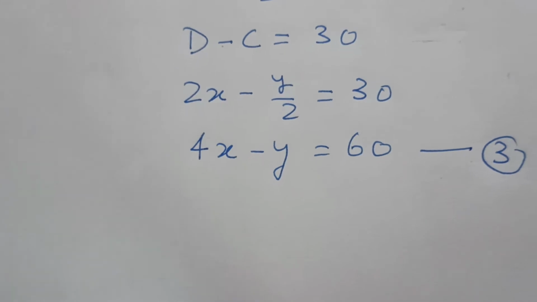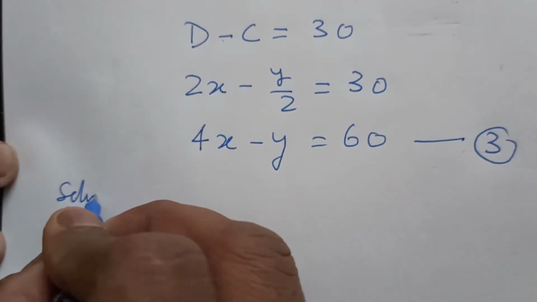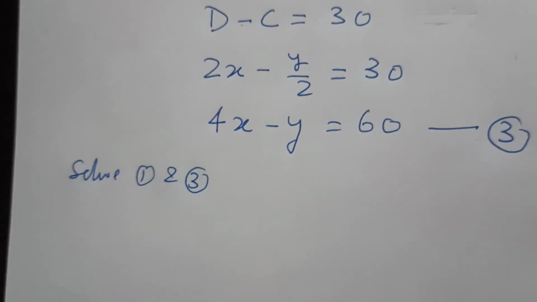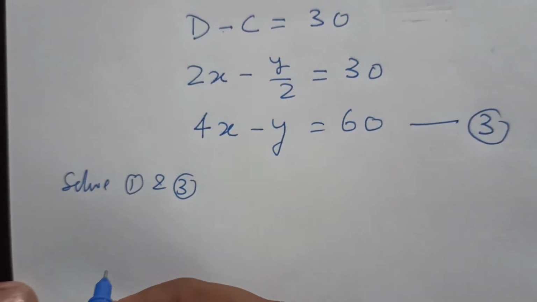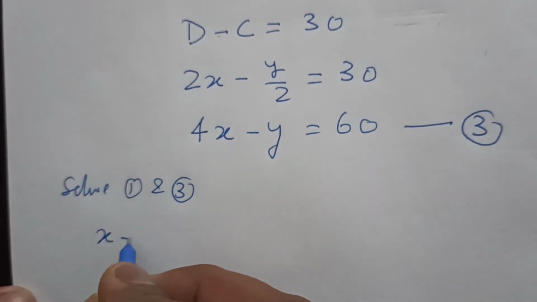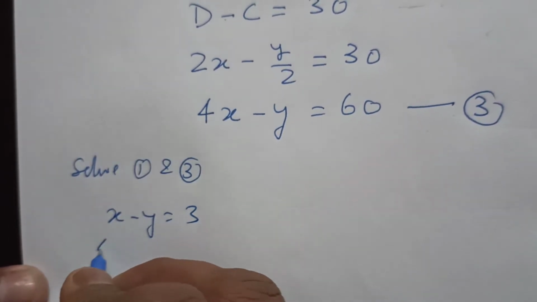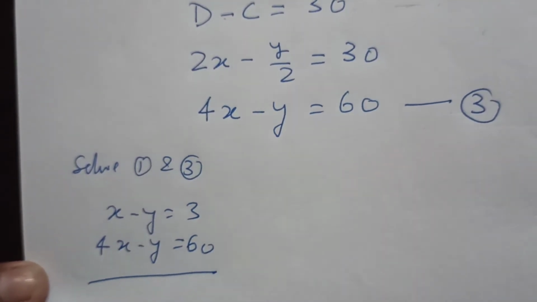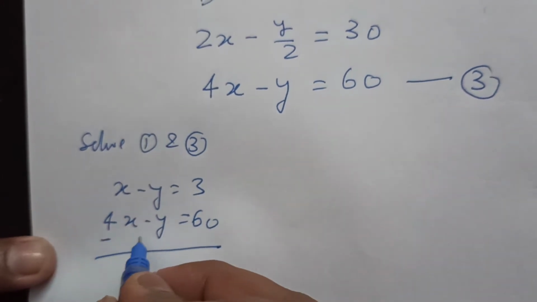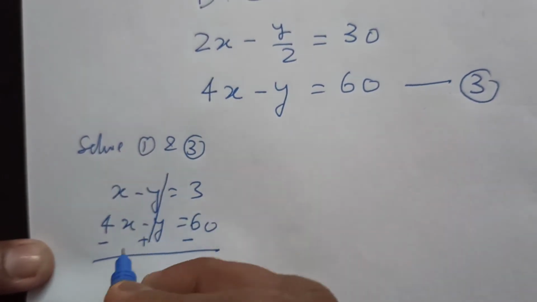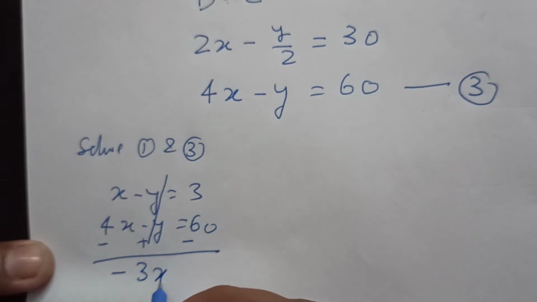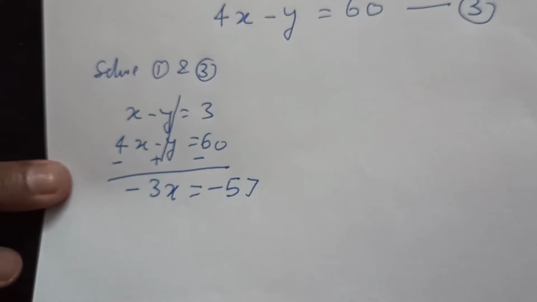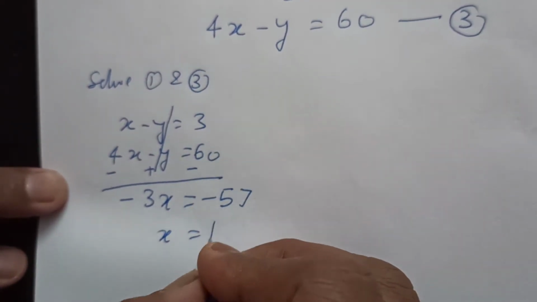Now we have to solve 1 and 3, and then we will solve 2 and 3 also. So on solving 1 and 3, the first equation was X minus Y is equal to 3, and the third is 4X minus Y is equal to 60. We observe that Y has the same coefficient, so we subtract them. This gets cancelled, so we get minus 3X is equal to minus 57. So the X value comes out as 19.